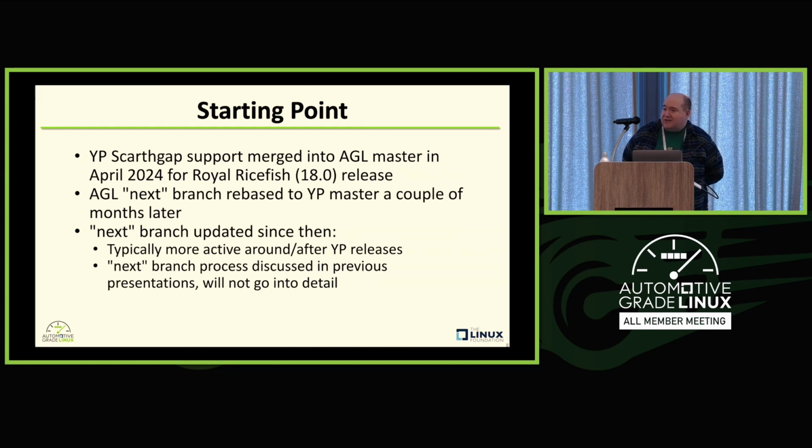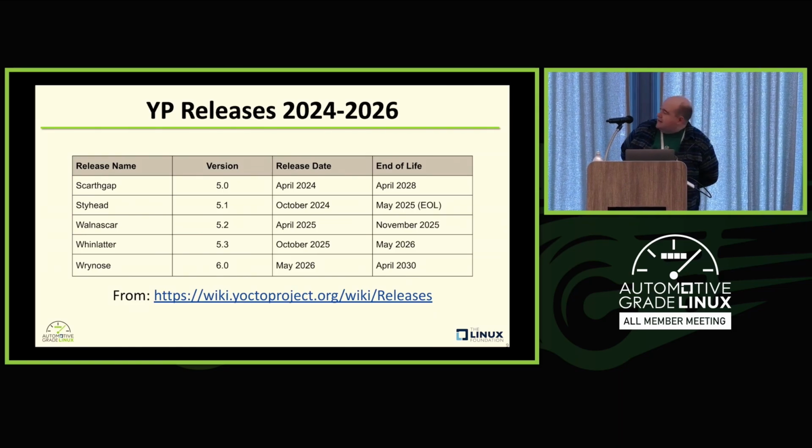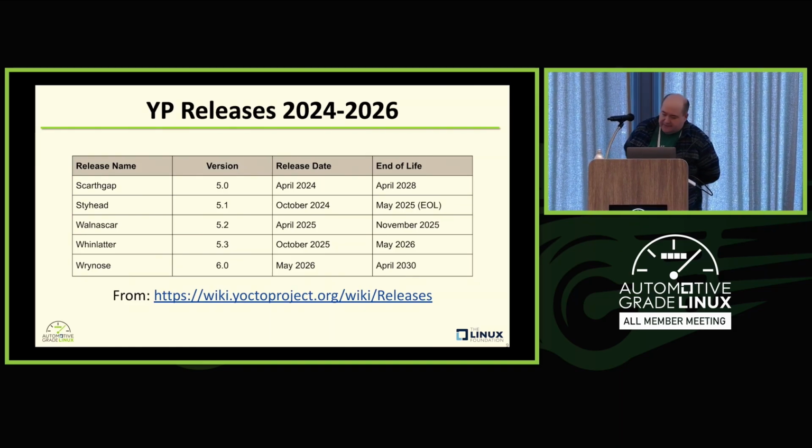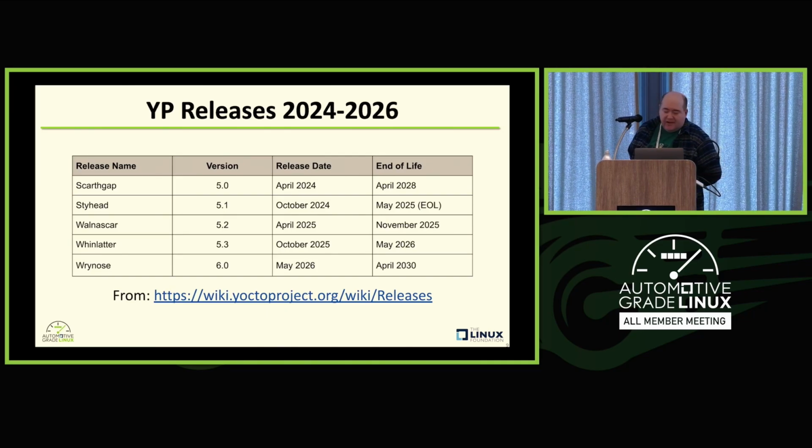I gave a presentation last year where I went into all the interim releases and a lot more about the process, so I'm not going to cover that. Here are the interim releases between ScarthGap and Wrynose. They have names that I won't attempt to pronounce, because I typically get at least one of them wrong. But basically every 6 months there's a release.